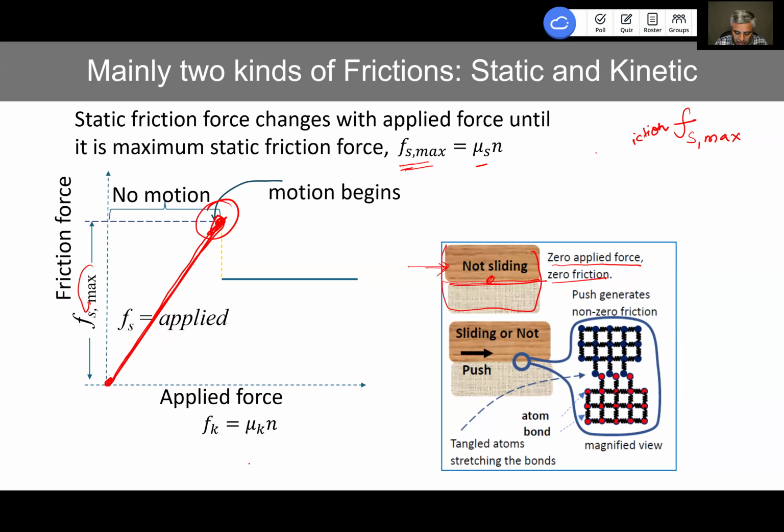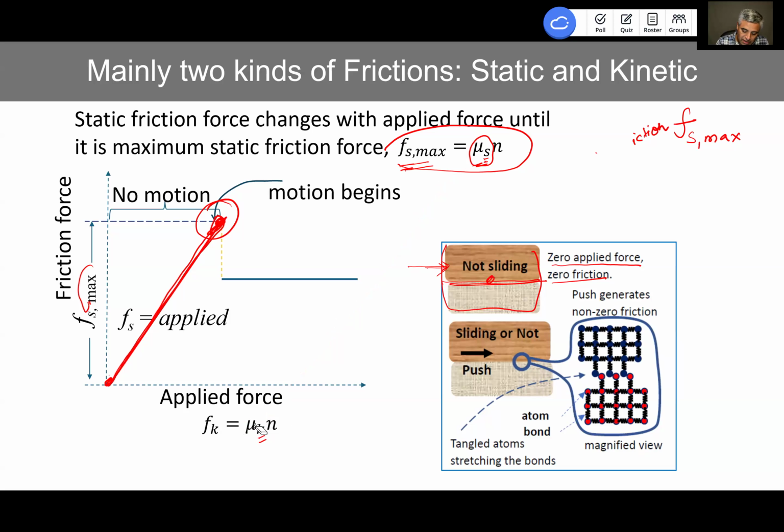So for that reason, we write an equivalent equation here for the kinetic friction force, as we call it once the object is sliding already. So now the friction coefficient is different. See that? K subscript versus S subscript. The kinetic friction coefficient for any two given surfaces is always less than the static friction coefficient. So that's why the force is also smaller for the same size of the object.